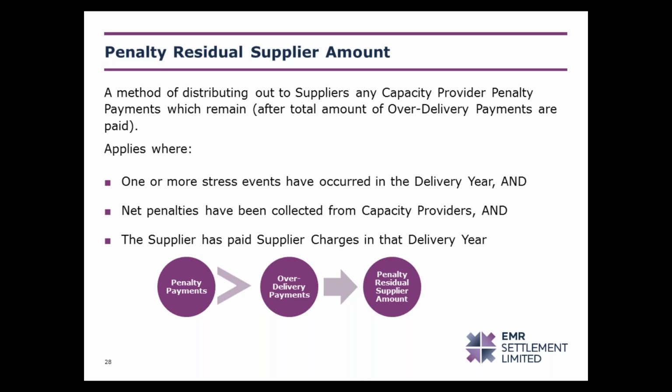So if there are net penalties collected from capacity providers left over, and a particular supplier has paid your supplier charges in that delivery year, then at the end of the year, if there's any residual amount, you will get some of that back. So be mindful, this may happen, but only if those 3 conditions are met will you receive any amount.